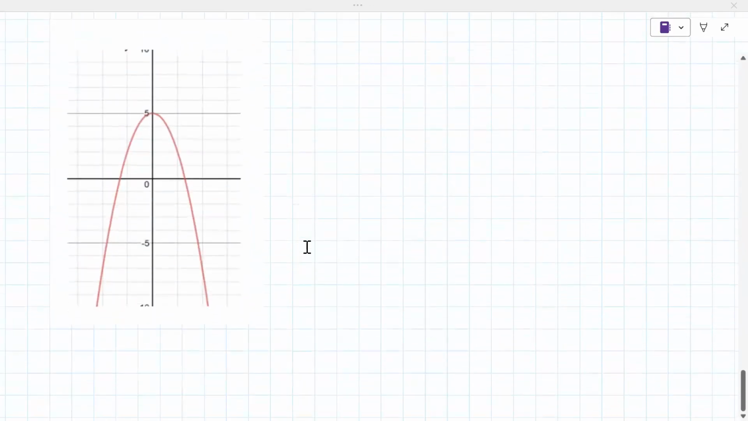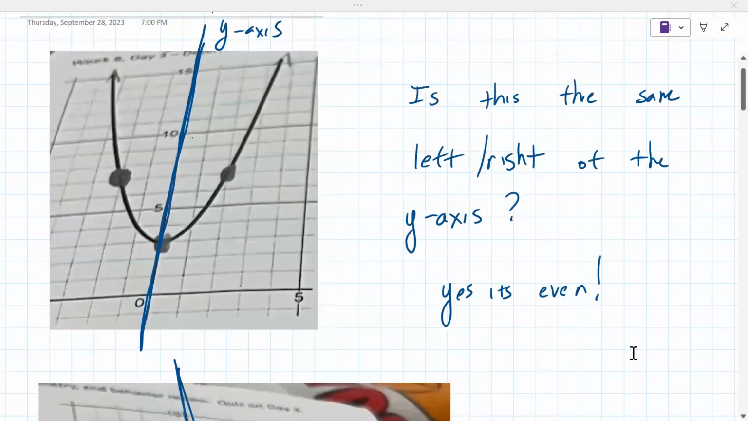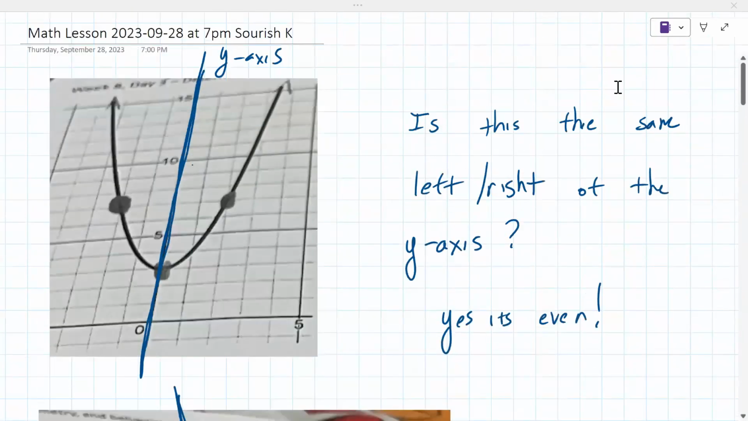So we're going to start with even. Is this even? Yes. Why is it even? Because it's in the same line. All right, so let's try it one more time. I want you to read the definition again. It's the same in the y-axis. Okay. It has to look the same left of the y-axis and right of the y-axis. When I ask you the why, same, that's the answer I'm looking for.